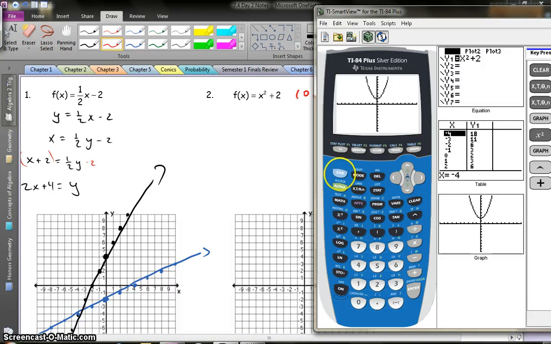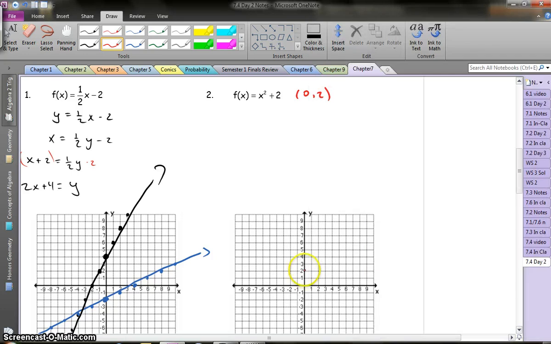So let's go find some of the points. So second graph on the table, we should all be familiar with this. Now 0, 2, negative 1, 3, 1, 3. I like that. I had 2, 6, and negative 2, 6. So that's a good graph right there. Now, the inverse of this, let's take a look at that.